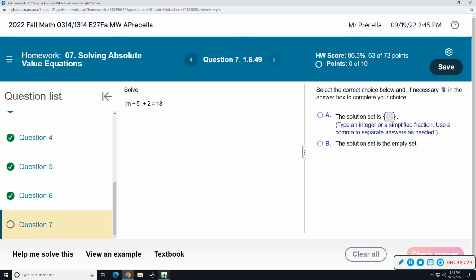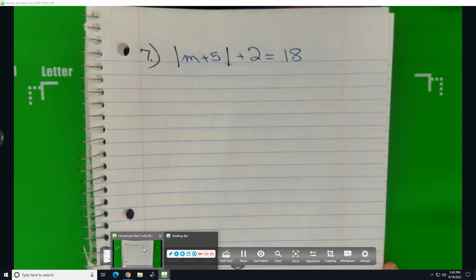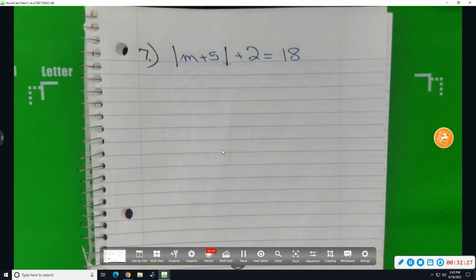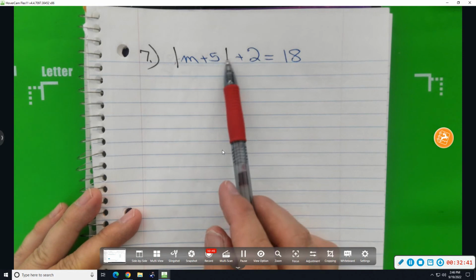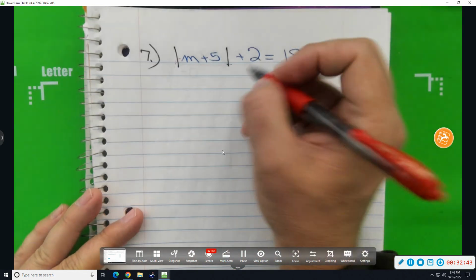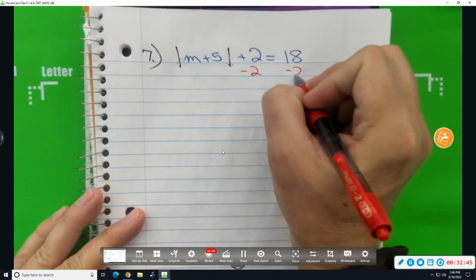Okay, let's switch over. There's only one correct first step. Only one thing you can do that'd be correct right off. And what is it? Subtract the 2. You've got to isolate those absolute value bars. So minus 2, minus 2.